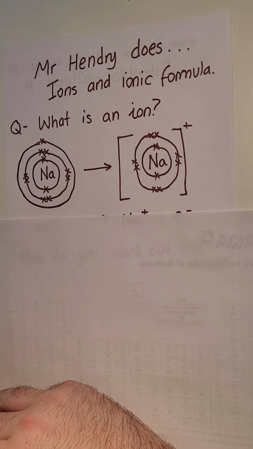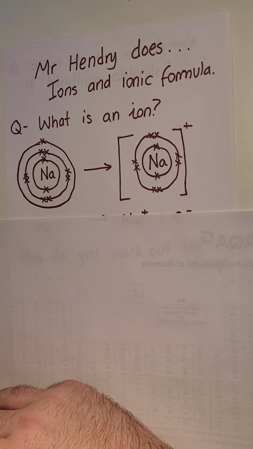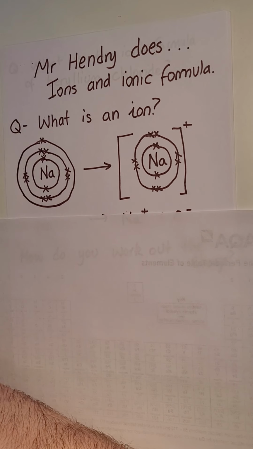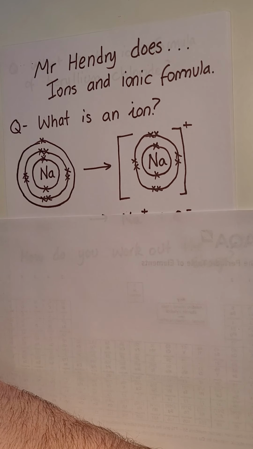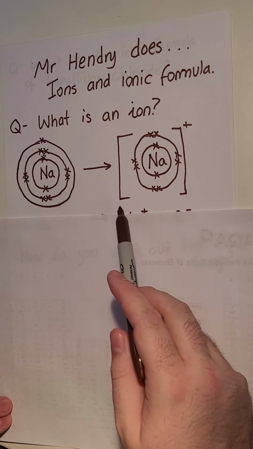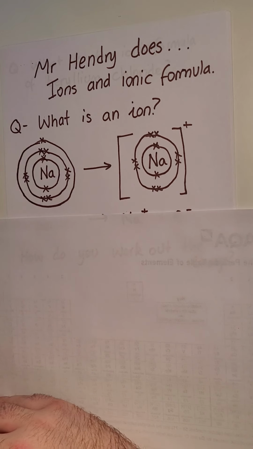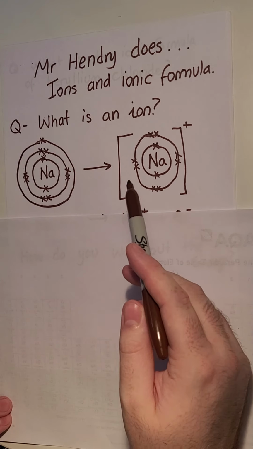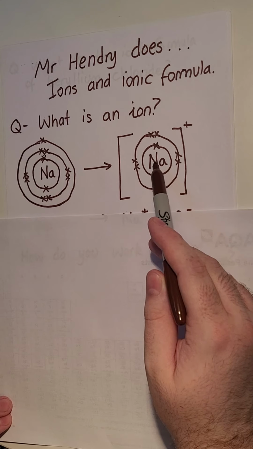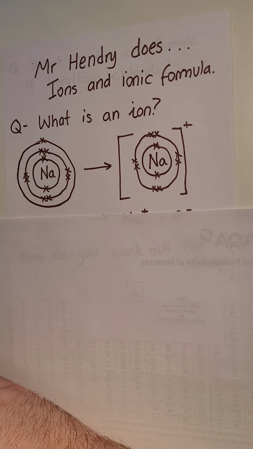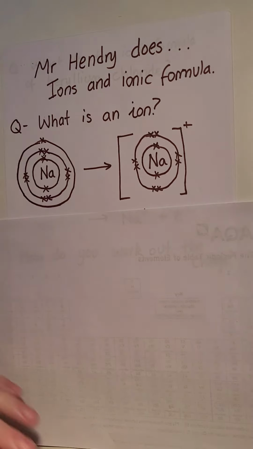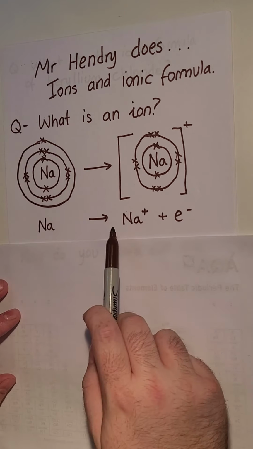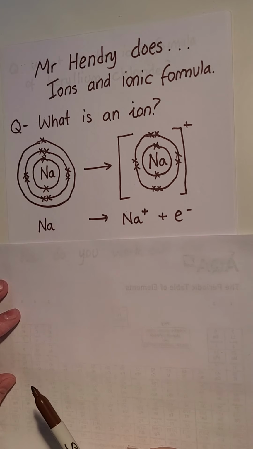However, to gain a stable outer shell of 8 electrons, it's best to lose an electron from here to move to this ionic structure. We draw this with square brackets and the overall charge of the ion. Sodium will form a 1 plus ion because we now have 11 protons in the nucleus but 10 electrons in the orbitals. So we've got an overall charge of plus 1. This can be seen here: sodium metal goes to sodium ion plus an electron.